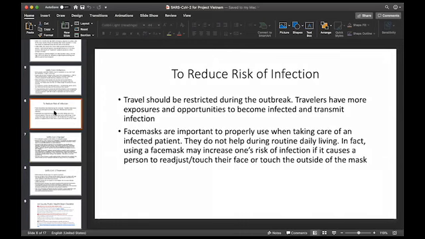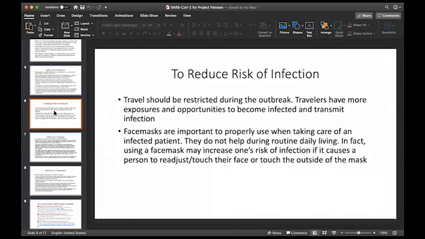Just to note that travel should be restricted during this outbreak, just because traveling, you have more exposures and opportunities to touch people and transmit the infection.